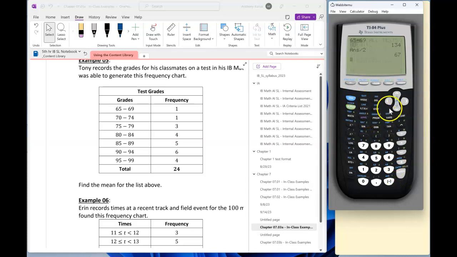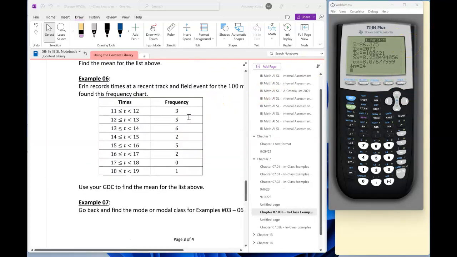Okay. And then we'll, again, do one variable stat. This time I'm in L5 and L6. So my mean there is 86.375. Cool. Again, notice the process here is almost exactly the same, right? If I look at the next one here, what do you guys notice about the grouping for this?